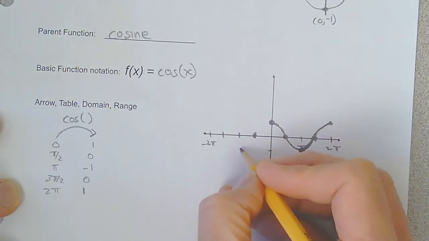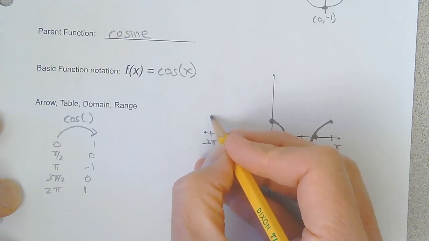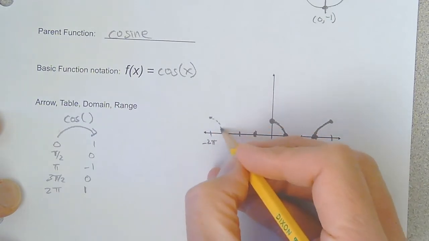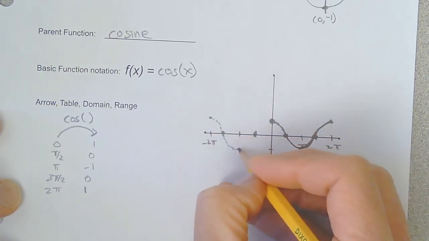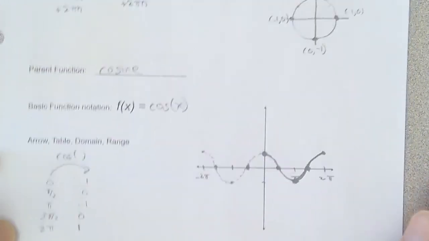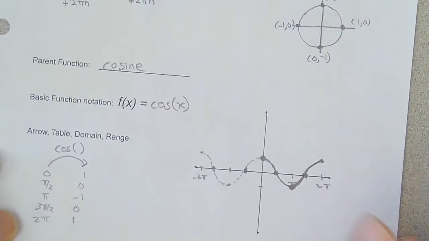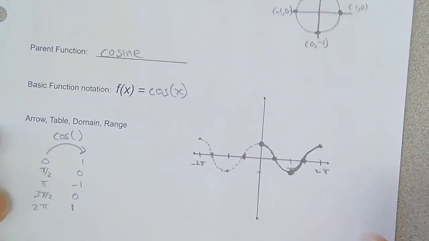Okay? So that's important to remember when you're deciding which function it is that you're actually looking at. We can fill in this part. If we had gone backwards around the circle, it would look like that. So very similar looking things, and it actually is just a shift of one over the other.